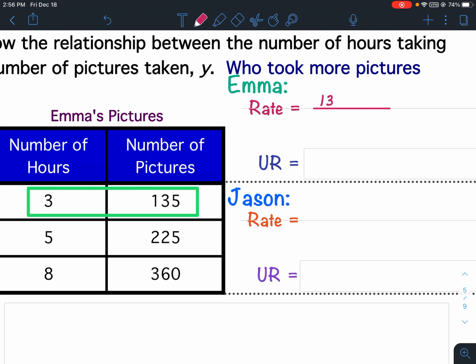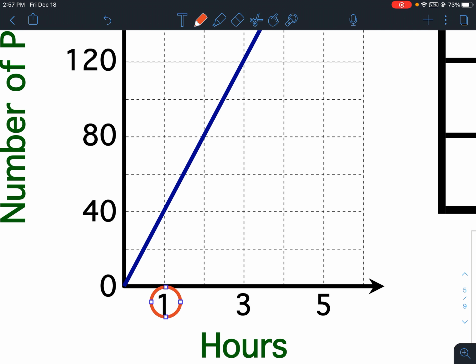Now for Jason. For Jason, you were given this graph, and I want you to remember, you're supposed to look to see if there's one, and you would draw a line up and then over. So really, technically, we did not have to do any work for Jason because right here is the number of pictures he takes per hour. He takes 40 pictures in 1 hour. But on the test, you're not going to have this luxury of knowing what that is at 1.